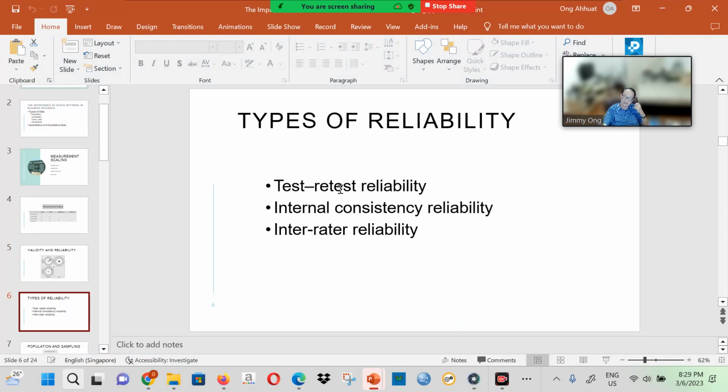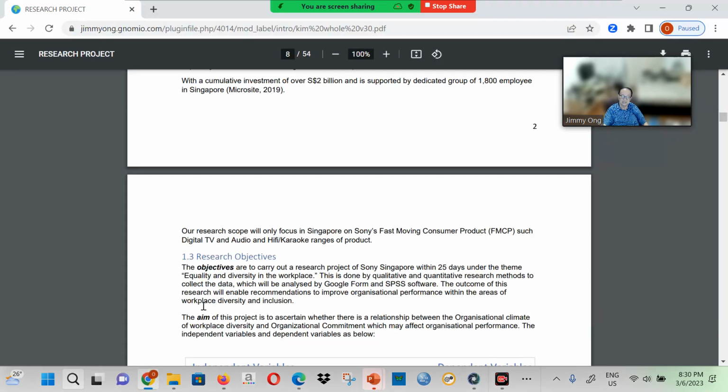Reliability, you can test, you can retest, you can have internal consistency, or you can iterate. Iterate is from one variable to another variable. You may have many variables, one variable to another variable. Like perhaps for that point, you must understand a little bit of business statistics to understand this.